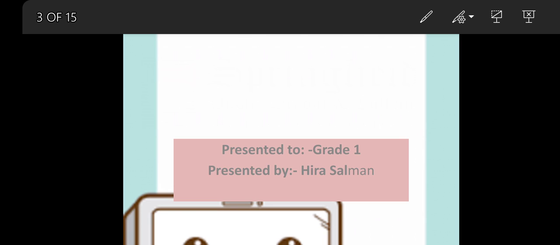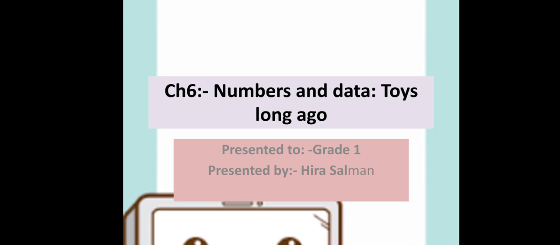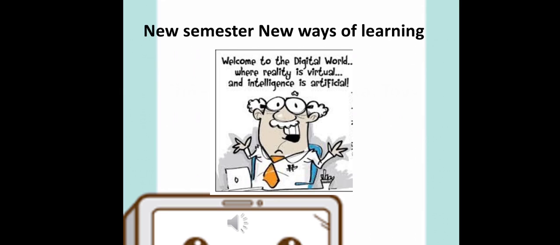Today we are covering our new chapter number 6. This chapter is about Excel, grade 1, and in this chapter we'll make a spreadsheet in which we will enter the data related to the toys and their numbers. The chapter name is Numbers and Data, and it is a very interesting chapter. In this we will study about the chapters. Chapter number 1 of your new semester, second semester.